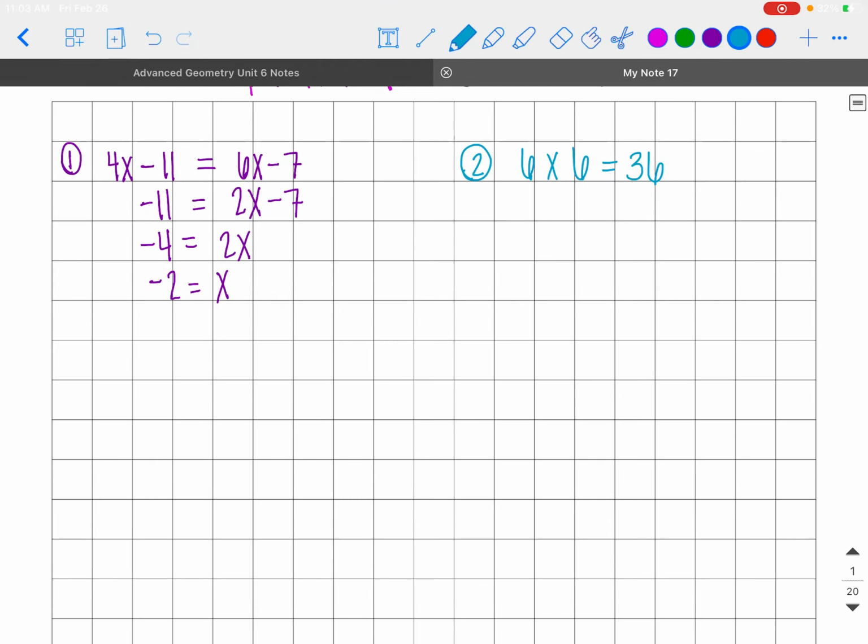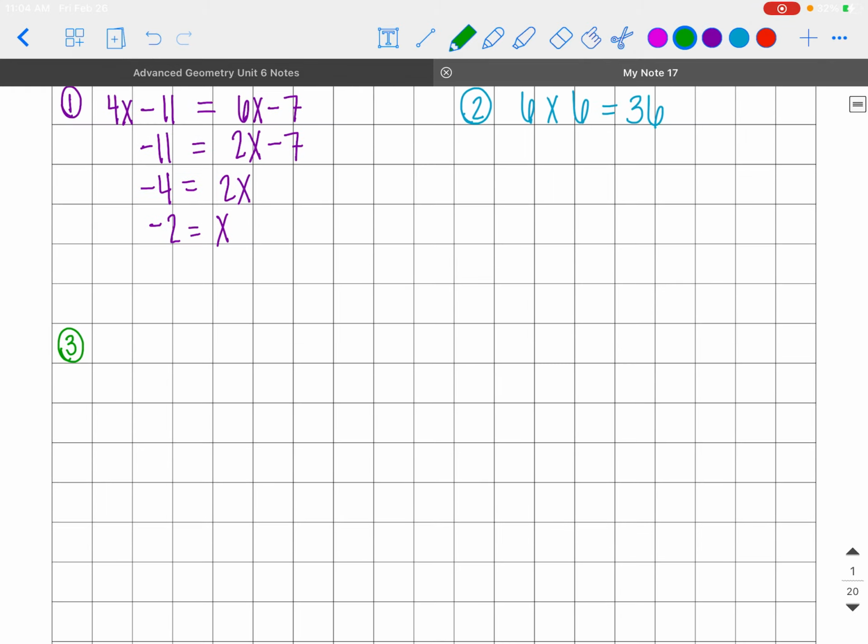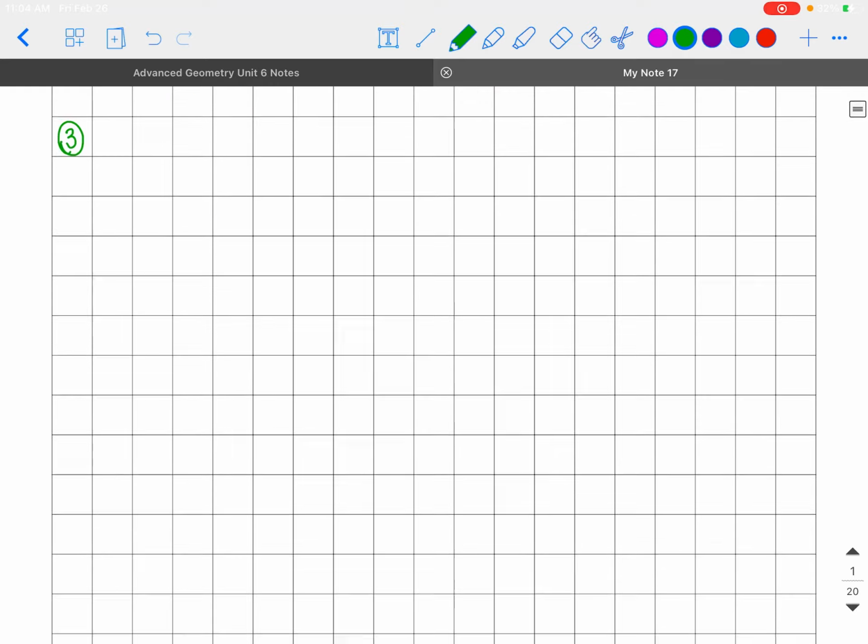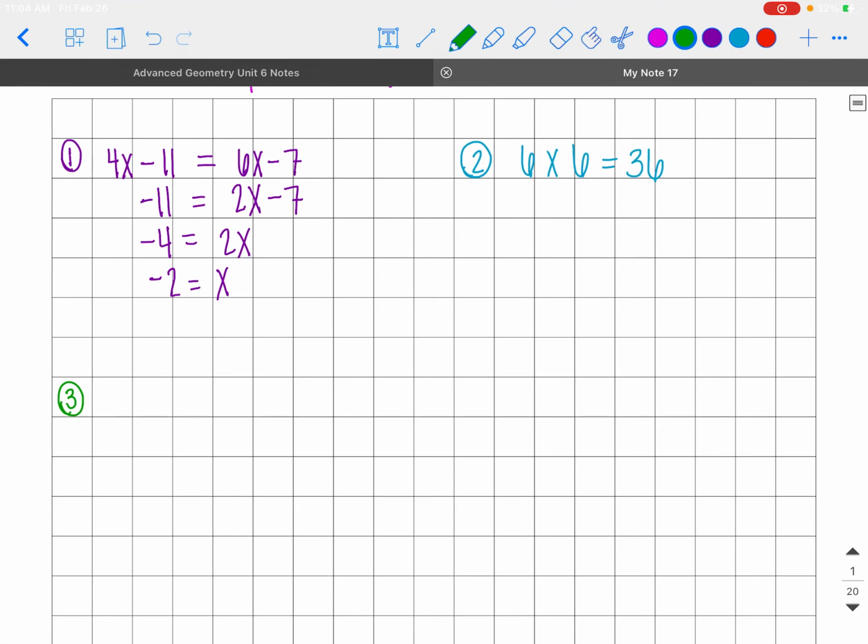All right, number 3. So this one we have 4 choices for the first course, 5 choices for the second course, and 3 choices for dessert. We want to know how many different options there are. This one, you should be memorizing the process. 4 times 5 times 3 is 60.